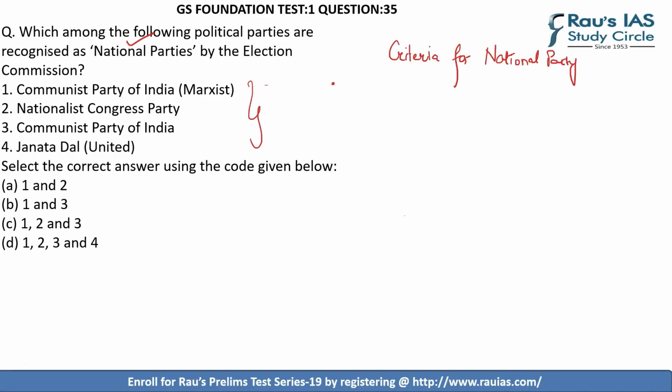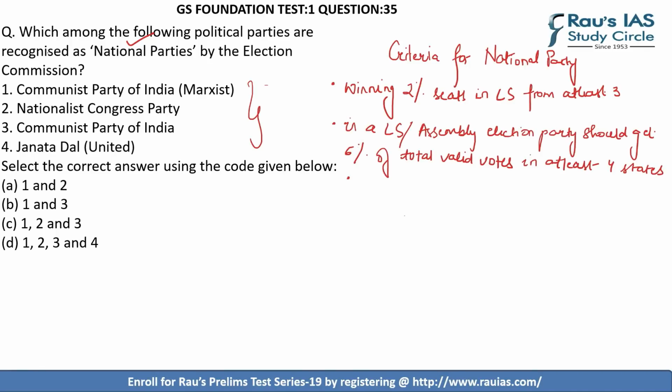A political party becomes eligible to be recognized as a national party if it has won 2% of seats in Lok Sabha from at least 3 different states in the latest general election. Or, in a Lok Sabha or an assembly election, a political party should have polled 6% of the total valid votes in at least 4 states, in addition to winning 4 Lok Sabha seats. This will be the second criteria. The third criteria would be that a political party has been recognized as a state party in at least 4 states. Then it will be considered as a national party.